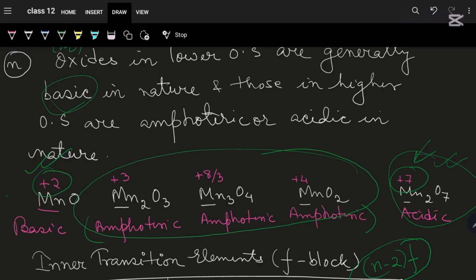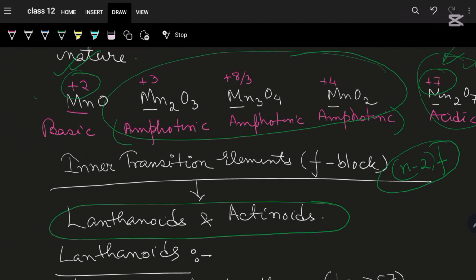Now, if you recall the concept of Lewis acids and bases, you can see that a higher oxidation state means +7. So it has more effective nuclear charge, so it is capable of taking more electrons. The Lewis concept makes it acidic in nature.